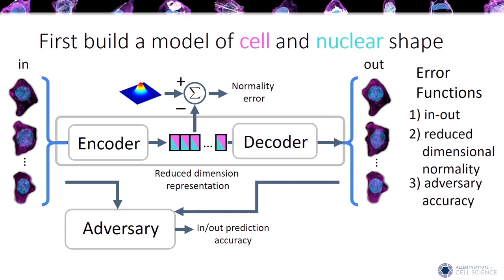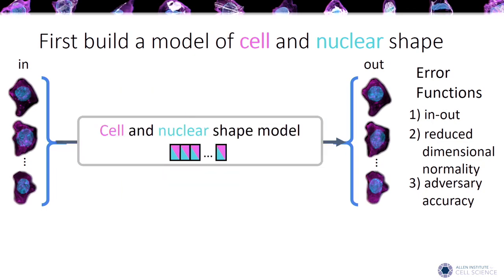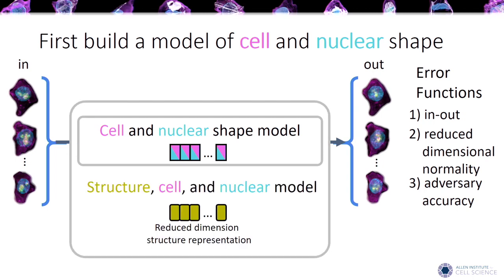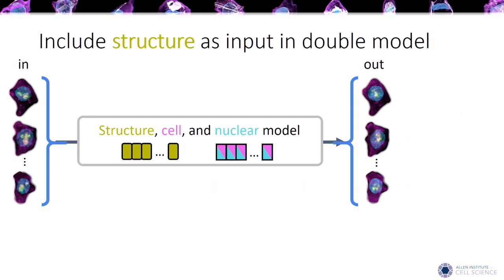So we wrap this section up into a single model. We say that's our cell and nuclear shape model. Now, we can repeat the same training process using this for the cell and nuclear shape, but also including the structures, and do this again one structure at a time to learn a reduced dimensional representation of the structures as well. If we combine these, now we have a model of structure, cell, and nuclear images.